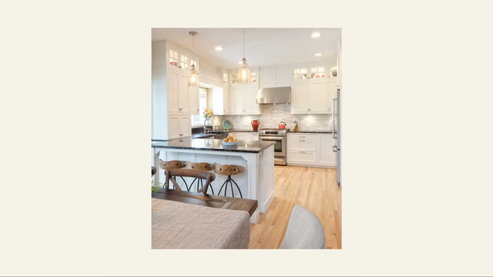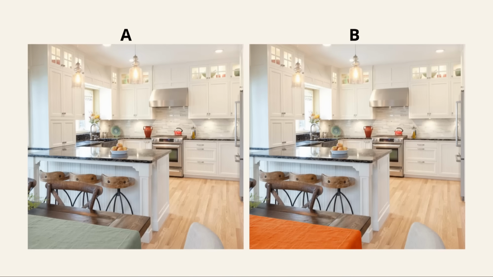If we were just going to make a small change and just change the color of that table runner, the tablecloth on the table, to a color that relates back to one of the colors in the kitchen, which color do you prefer? Either A, in a sage green color, or B, in an orange color. So share your preference in the comments.